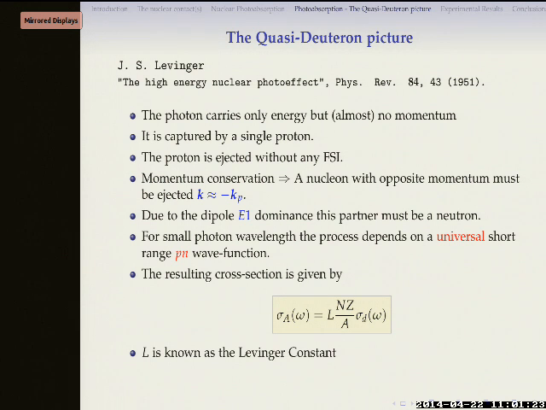And as a result, he derived this formula for the photoabsorption cross-section of any nucleus, saying that the cross-section of a nucleus with A nucleons would be some parameter that he calculated, times the number of neutrons, number of protons, divided by the number of nucleons, times the Deuteron photoabsorption cross-section. This is the Quasi-Deuteron model of Levinger, and L is the Levinger Constant. And he estimated that this L should be something like 7 or 8.